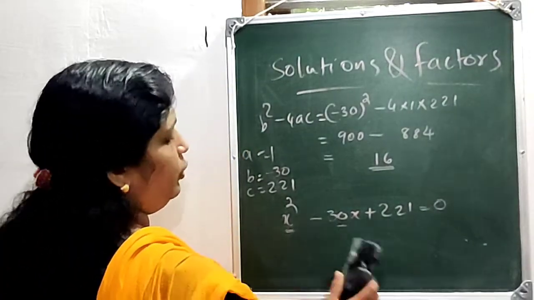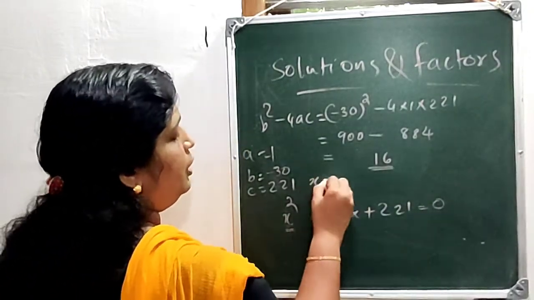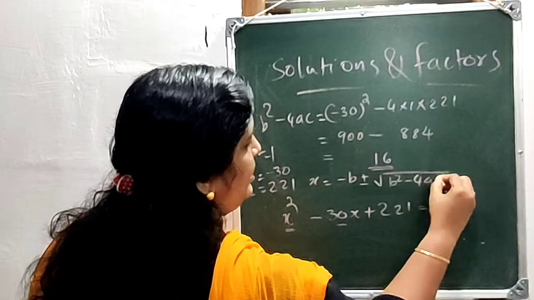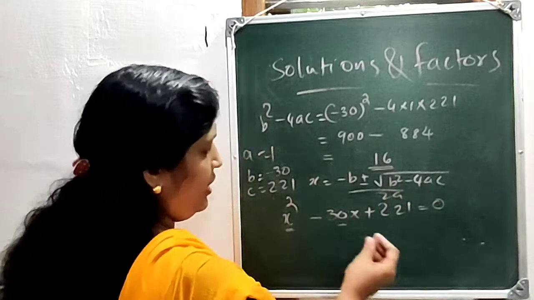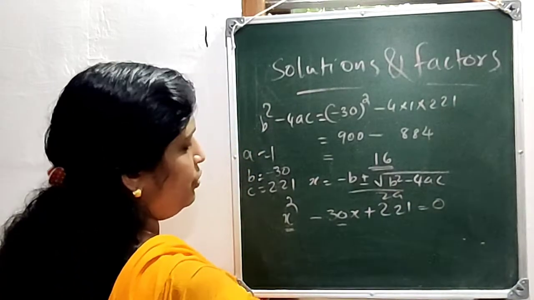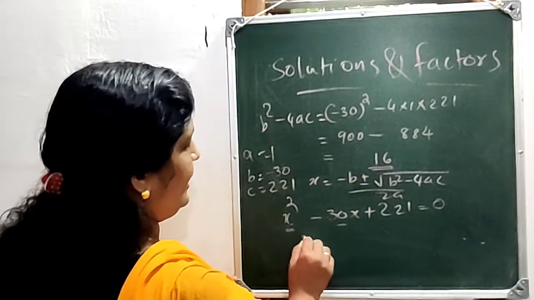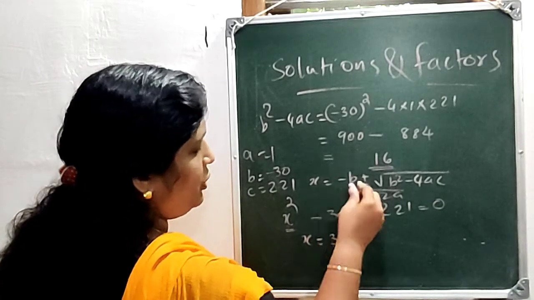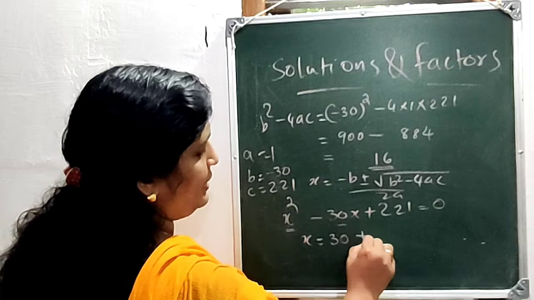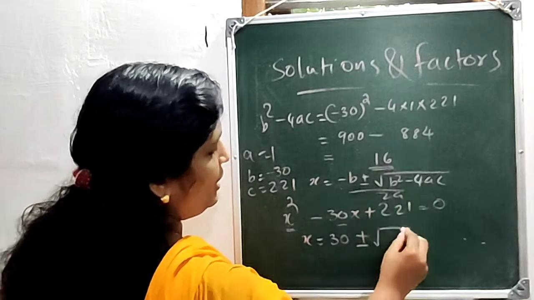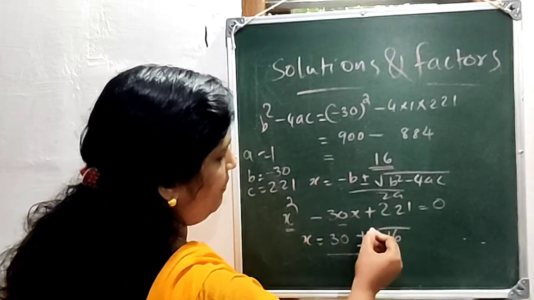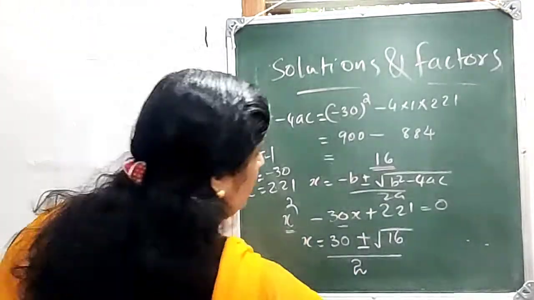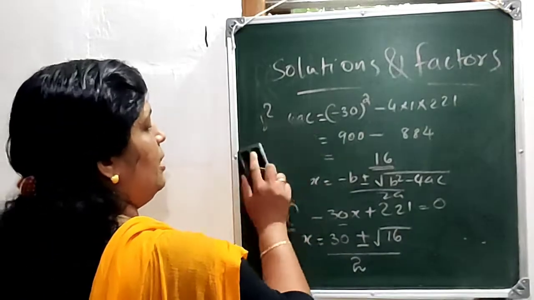Now, what is x? x is equal to minus b plus or minus root b square minus 4ac by 2a. Minus b is minus of minus 30, that is 30, plus or minus root of 16, by 2a, which is 2. So two solutions are there.